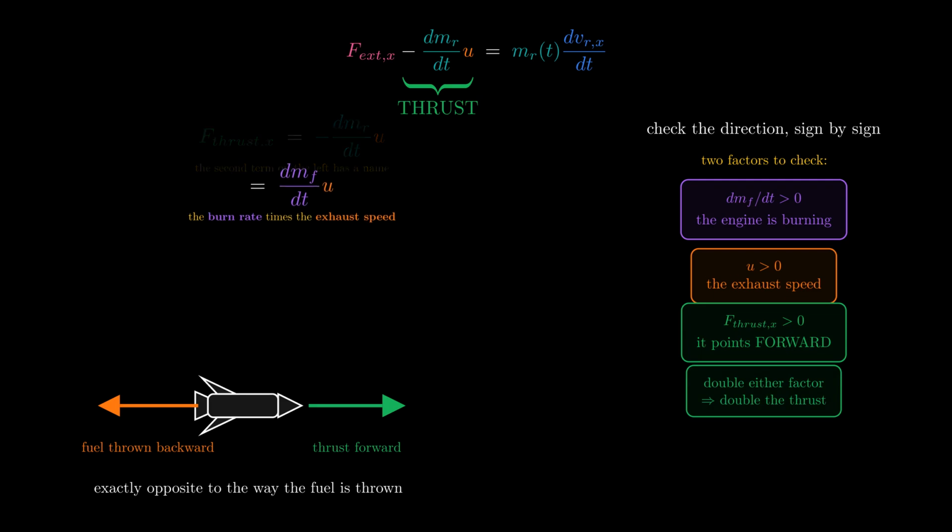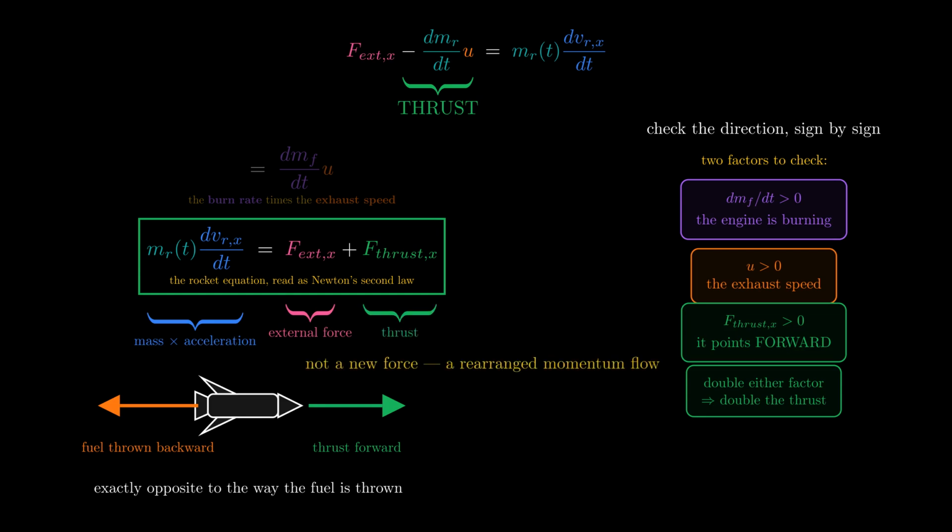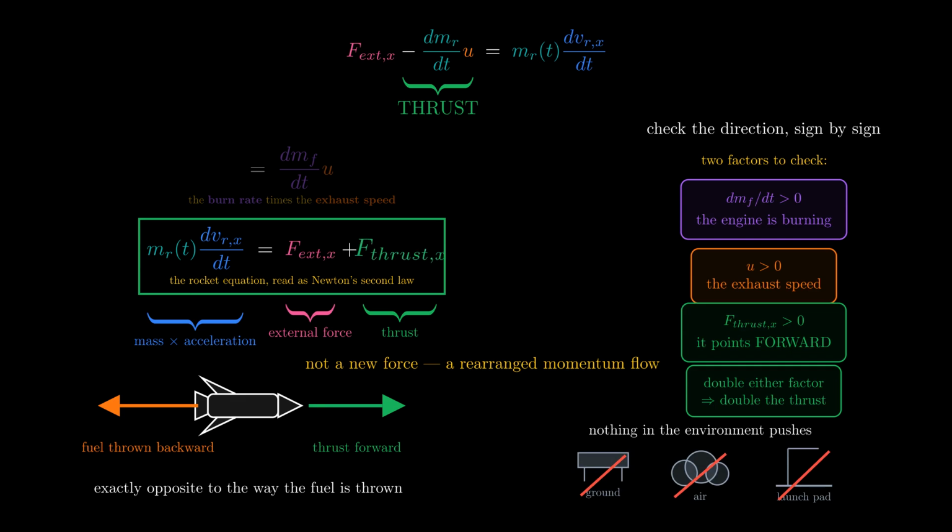With the thrust named, the rocket equation reads like Newton's second law: m_r of t times dv_rx/dt equals F_x plus F_thrust,x. Mass times acceleration equals external force plus thrust. But keep the bookkeeping honest. The thrust arrived on the force side by rearrangement. Nothing new pushed on the rocket. That term is the momentum the rocket keeps for itself by throwing mass away.